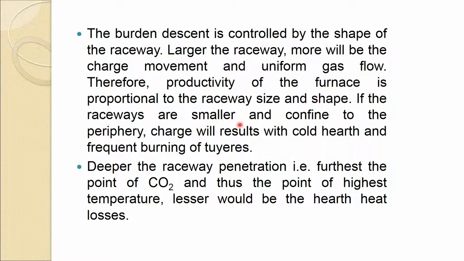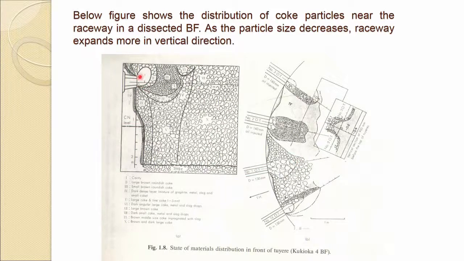If the raceways are smaller and confined to the periphery, charge will result in a cold hearth and frequent burning of the tuyere. So, deeper the raceway penetration, that is the furthest point of CO2, and thus the point of highest temperature, lesser would be the hearth heat losses. So, you can see this has not reached even the middle of the blast furnace. This is very small in comparison to this raceway size.